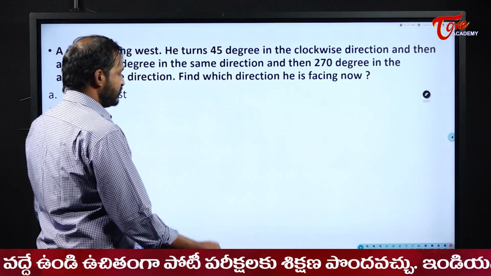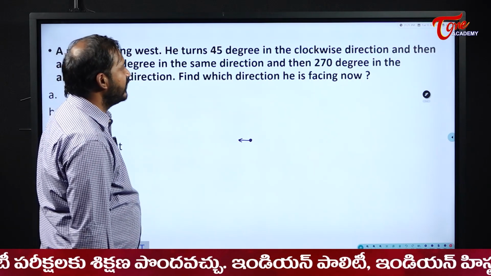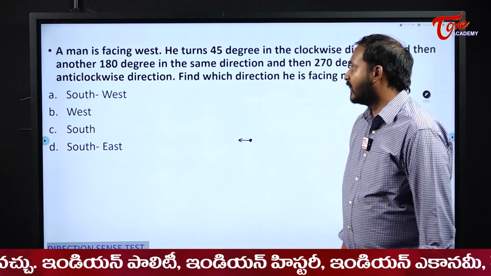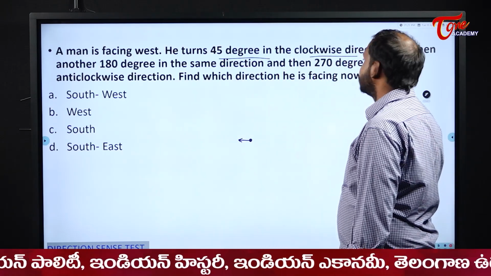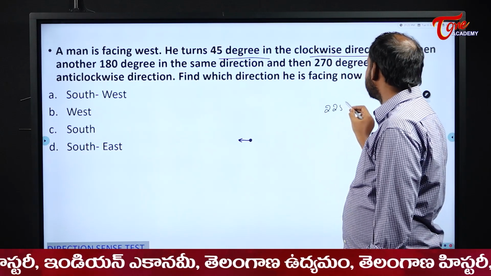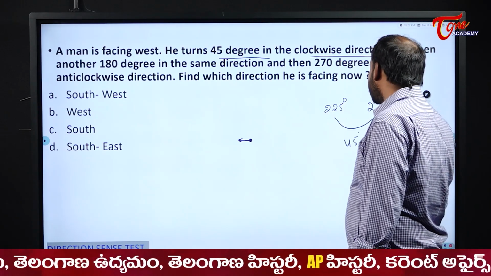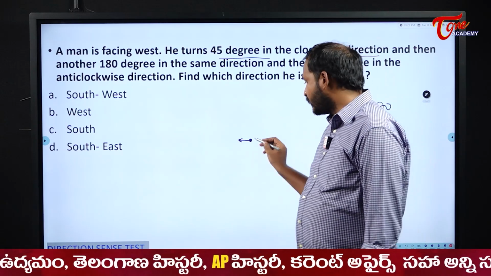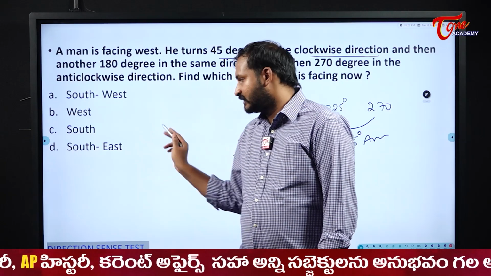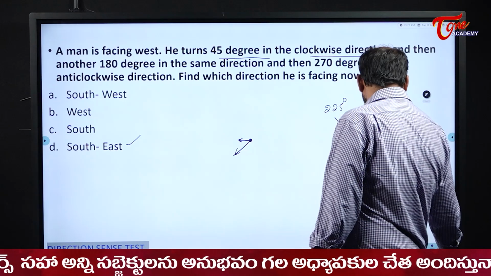A man is facing west. He turns 45 degrees. I have already told you, add all the clockwise and anti-clockwise directions, and you will get the answer. 45 degrees clockwise and then 180 degrees in the same direction means overall 225 degrees clockwise and 270 anti-clockwise. The difference is 45 degrees anti-clockwise. So west and 45 degrees anti-clockwise, he will come to this position, and that becomes southeast. Understood? Similar ones we have already solved.